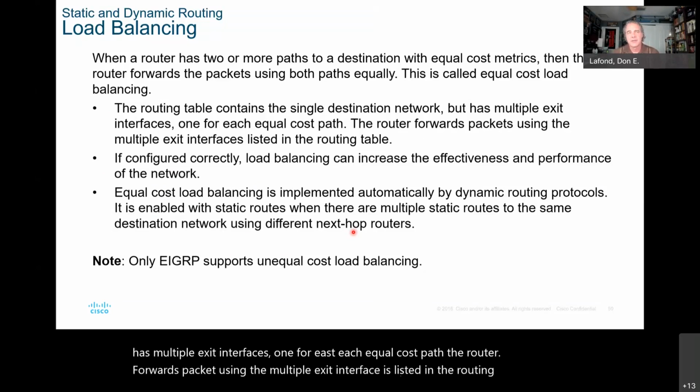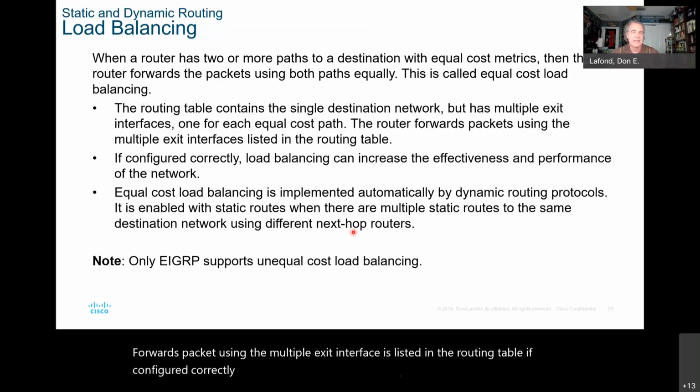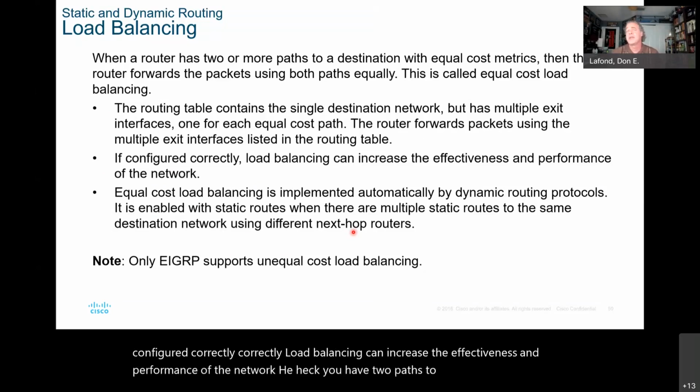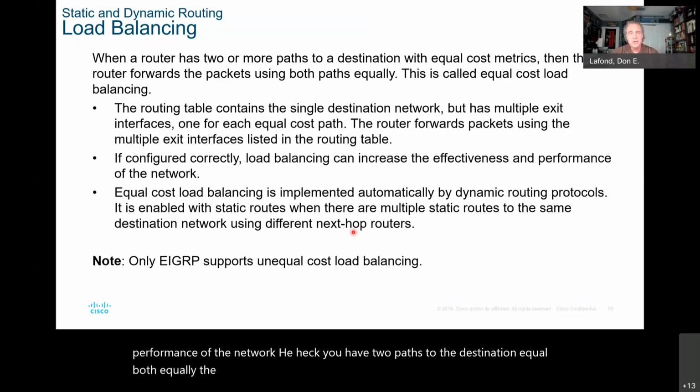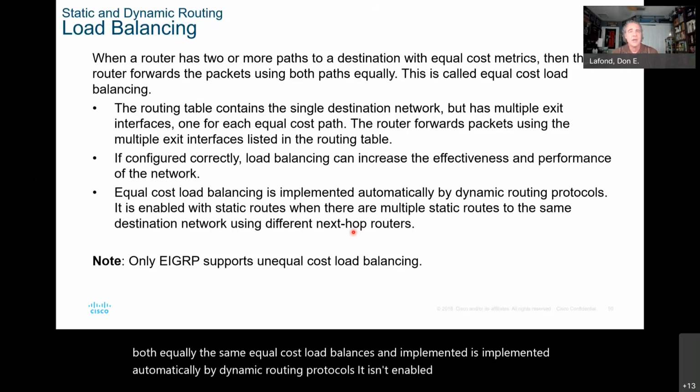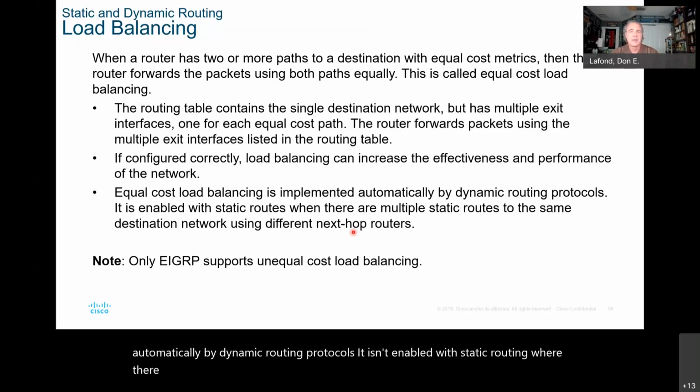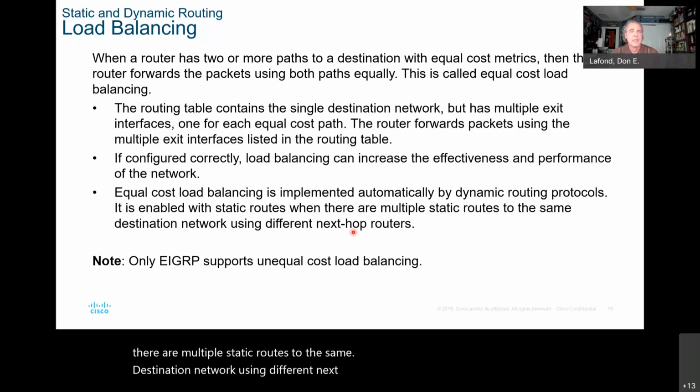If configured correctly, load balancing can increase the effectiveness and performance of the network. Heck, you have 2 paths to the destination, both equally the same. Equal cost load balancing is implemented automatically by dynamic routing protocols. It is enabled with static routing, where there are multiple static routes to the same destination network using different next hop routers. Only EIGRP supports unequal load balancing.